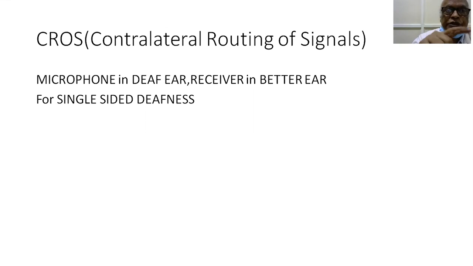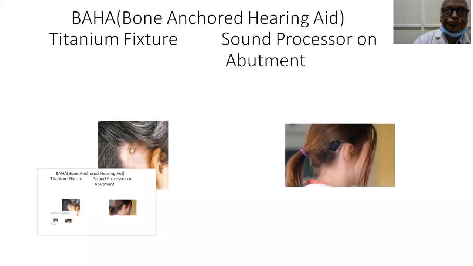So for binaural hearing, this CROS hearing aid technology has been introduced. Now there is one more latest technology that has come in, that is called BAHA. BAHA is bone anchored hearing aid. This is the BAHA device, the BAHA package. It has one titanium fixture, one abutment, and one sound processor. These are the three portions of this BAHA device.